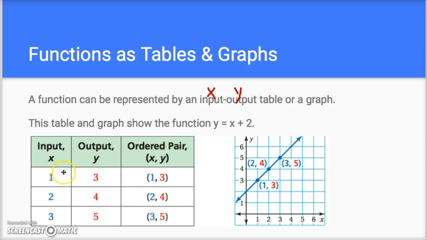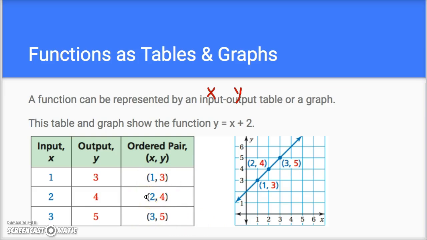So this ordered pair would be 1, 3. The second one would be 2, 4. The third one would be 3, 5. So here are your ordered pairs. Now that is showing the input-output table side of a function.